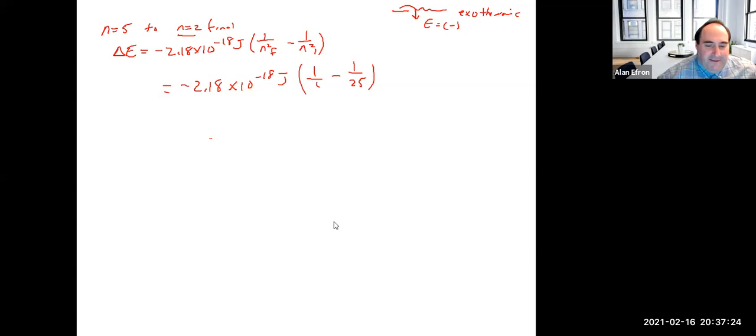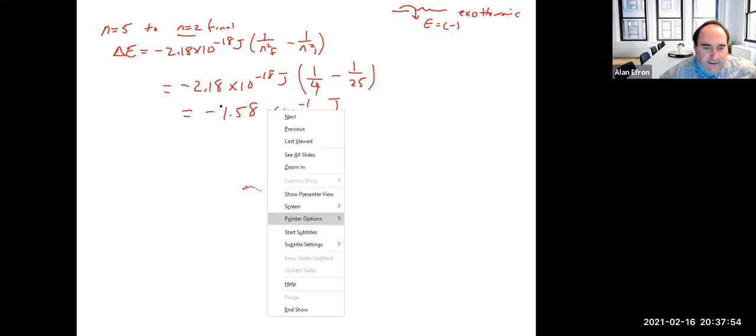All right, sorry about the extra lines. Putting all that into our calculator should get us something like minus 4.58 times 10 to the minus 19 joules in this particular case. That should be the energy associated with that transition. Any questions on that calculation?